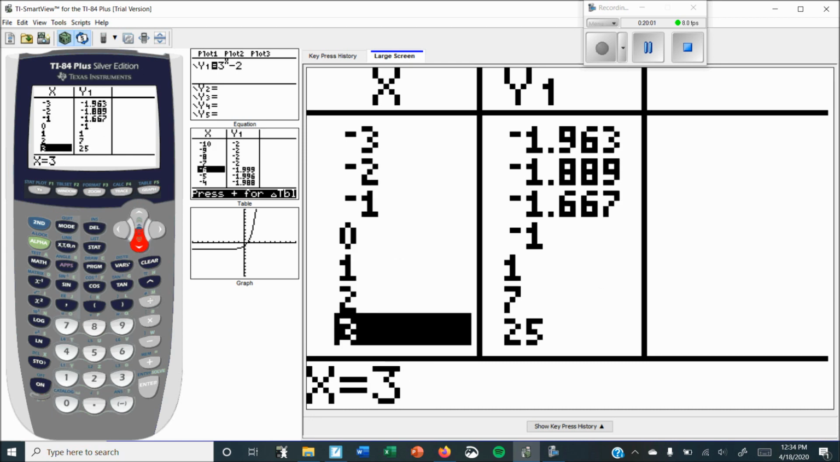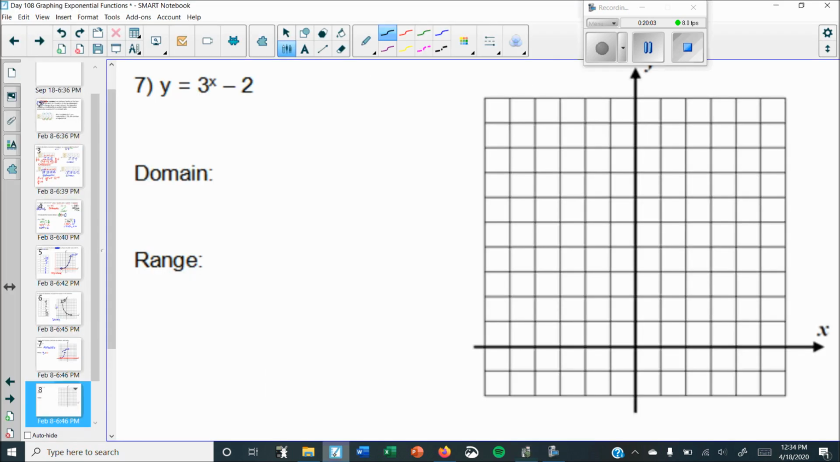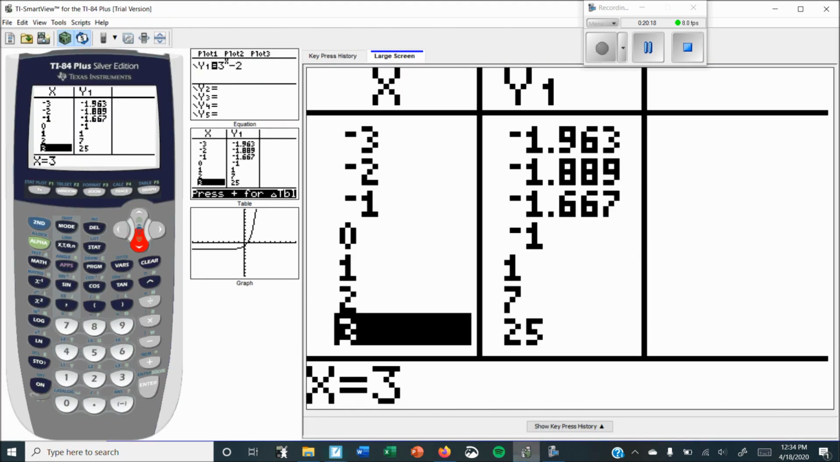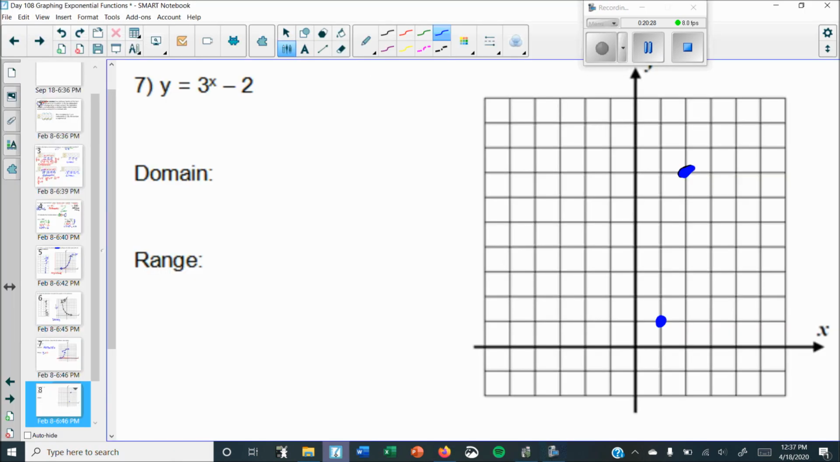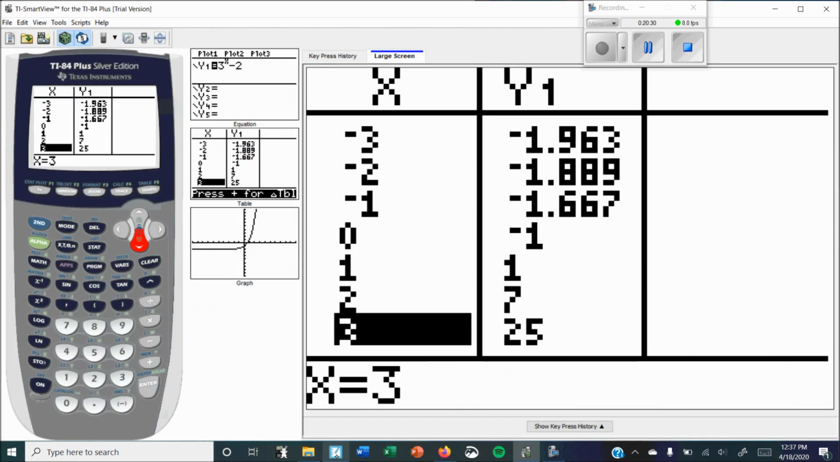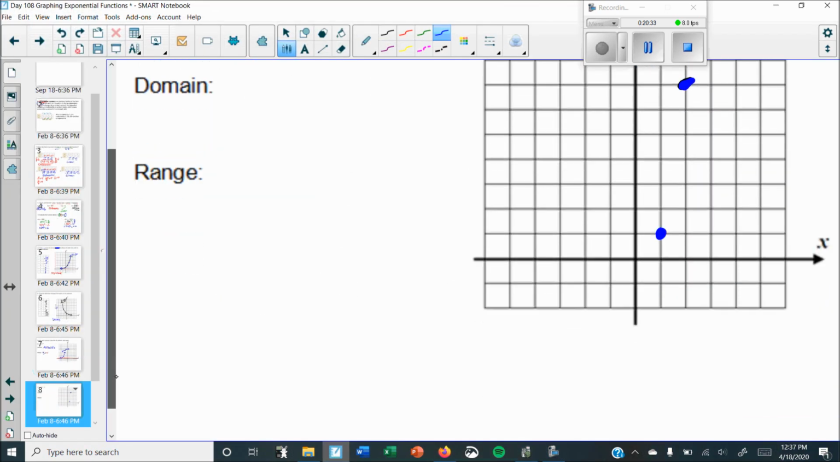Okay, 3 comma 25 doesn't fit, but 2 comma 7 does. So 1, 2, 3, 4, 5, 6, 7. Why don't I pick prettier colors? And then it was at 1, 1. Make them all blue. Okay, and then if we looked at the calculator, it was at 0, negative 1. Okay, what do we have? So it was at 0, negative 1.